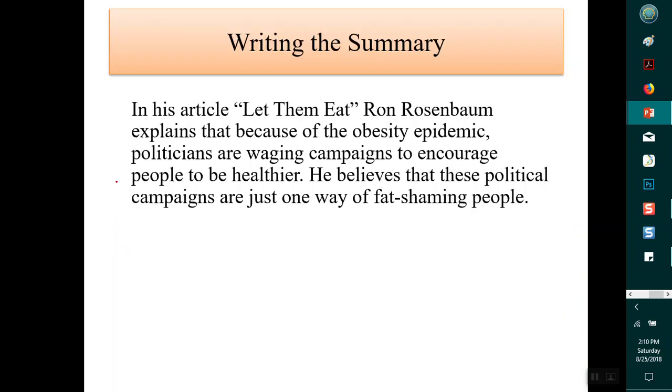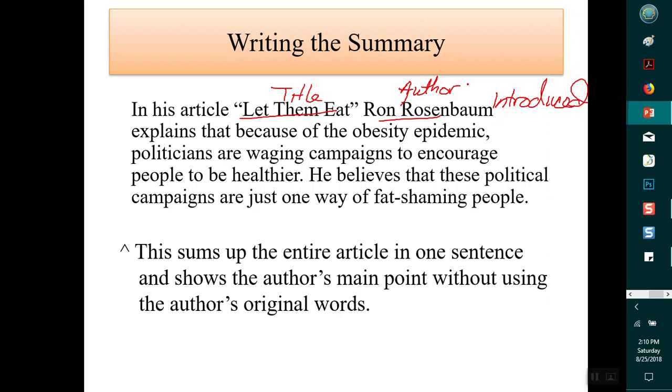So here's my summary paragraph. In his article, Let Them Eat, Ron Rosenbaum explains that because of the obesity epidemic, politicians are waging campaigns to encourage people to be healthier. Now you will notice here for my sandwich, I introduced my evidence. I have the article title, and I have the author's full name. Okay? Then it comes to my summary. He believes these political campaigns are a way of fat-shaming people. This sums up the entire article in two sentences and shows the author's main point without using his original words.